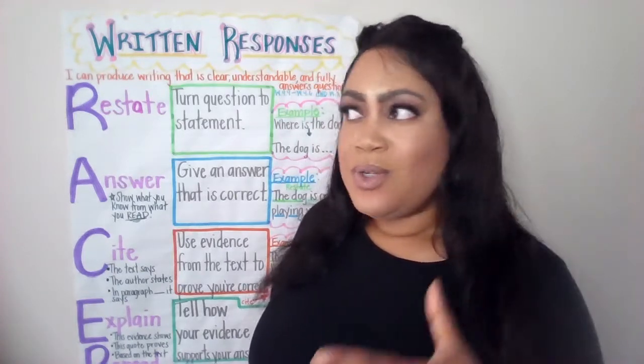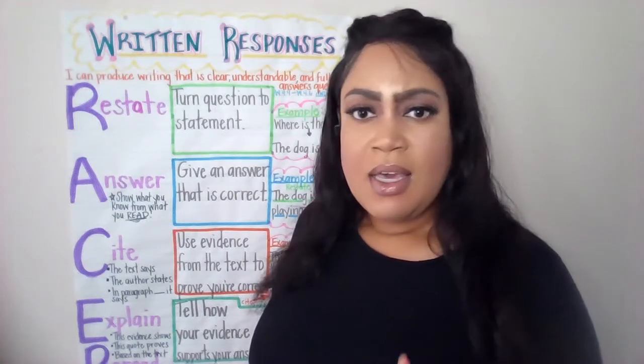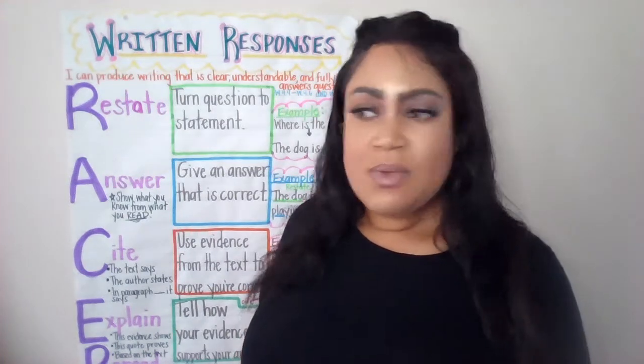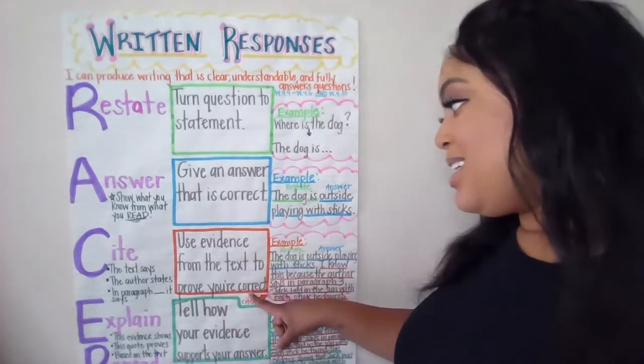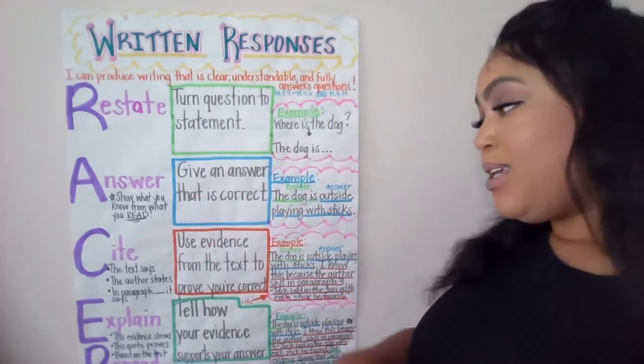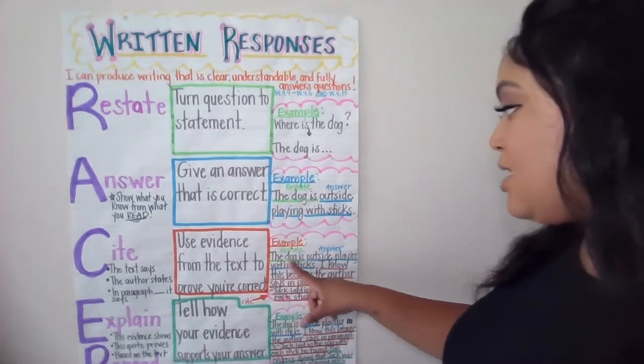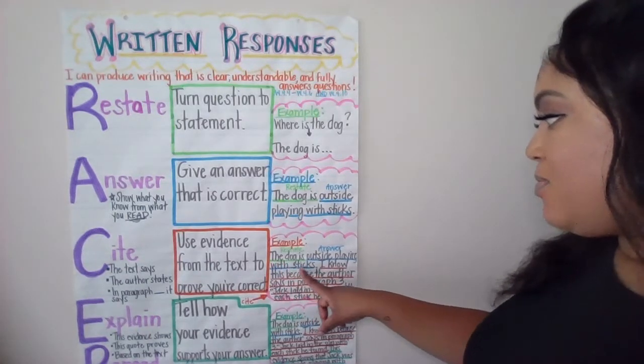Okay. Mom asks you, "Where's the dog?" And you say, "The dog is outside playing with sticks." Well, how do you know? Okay. Well, remember, this is from a text, but you can also use this in speaking. So the dog is outside playing with sticks.